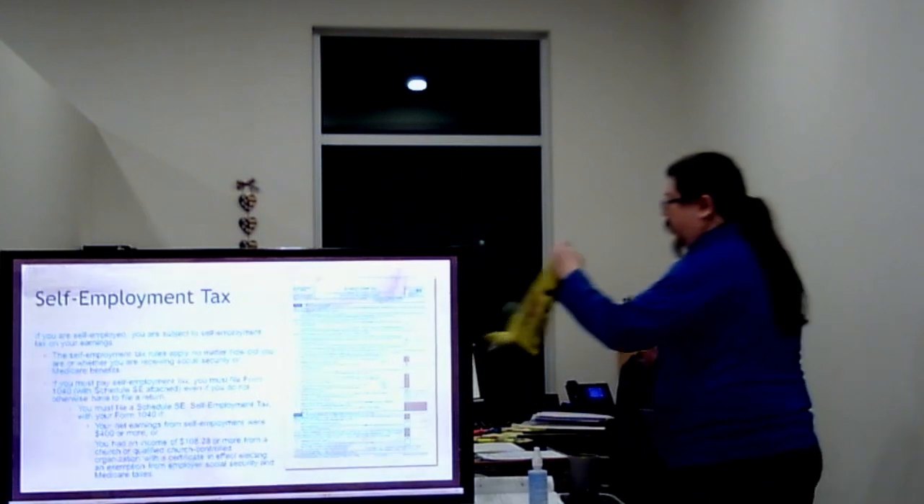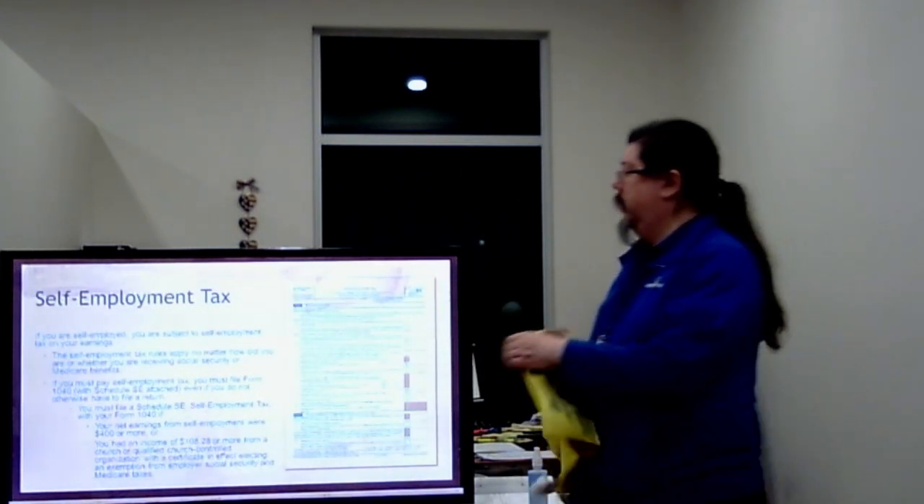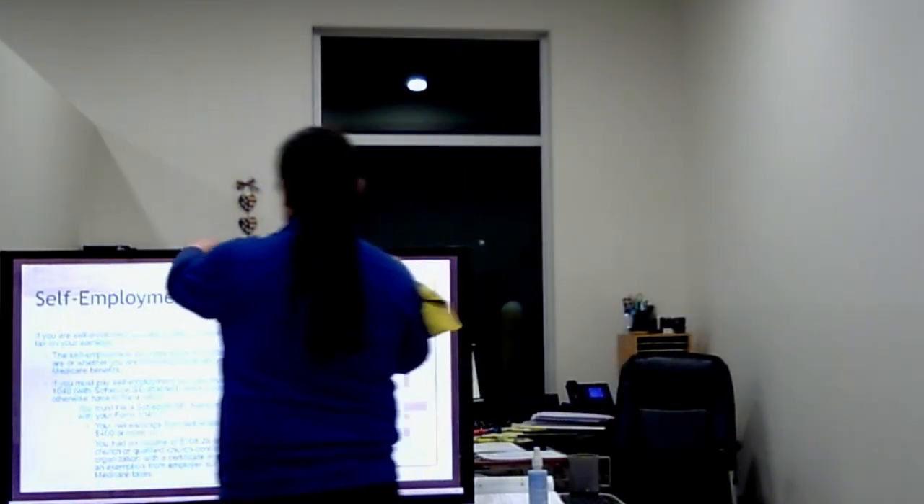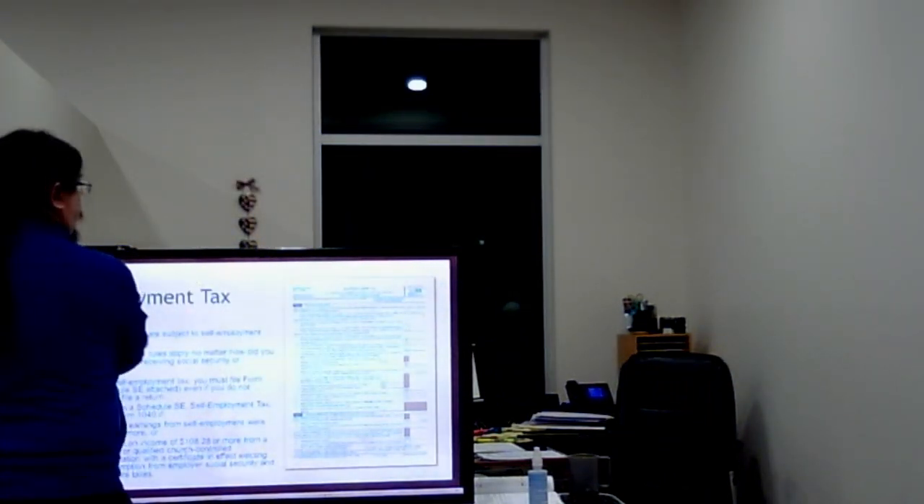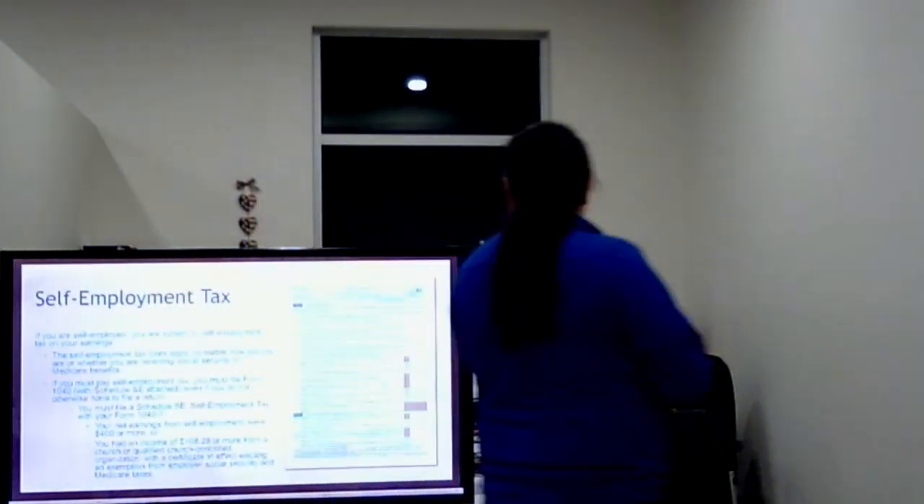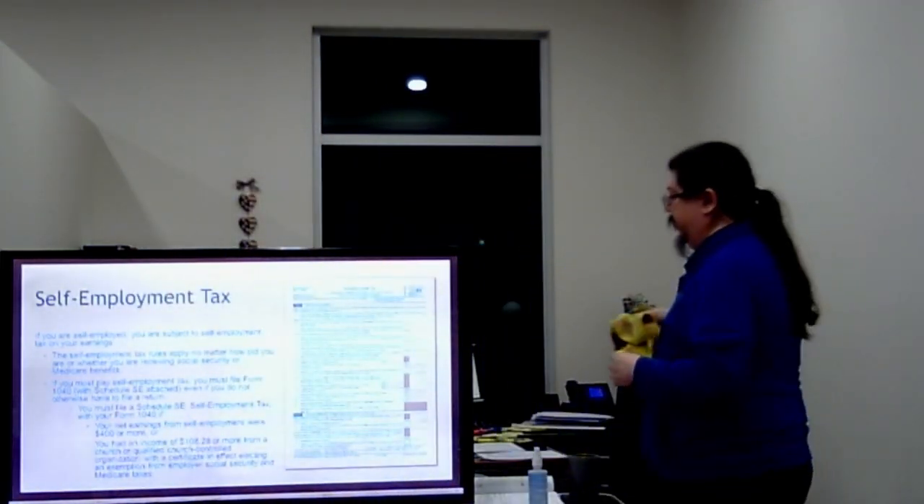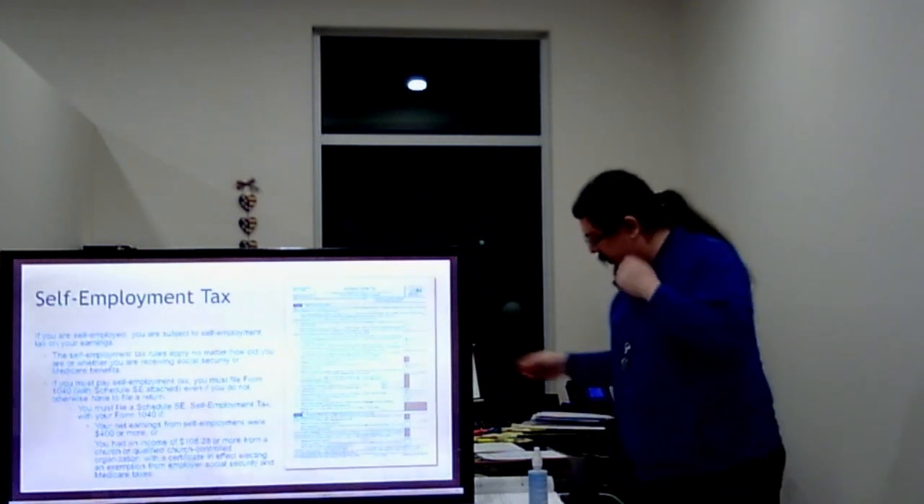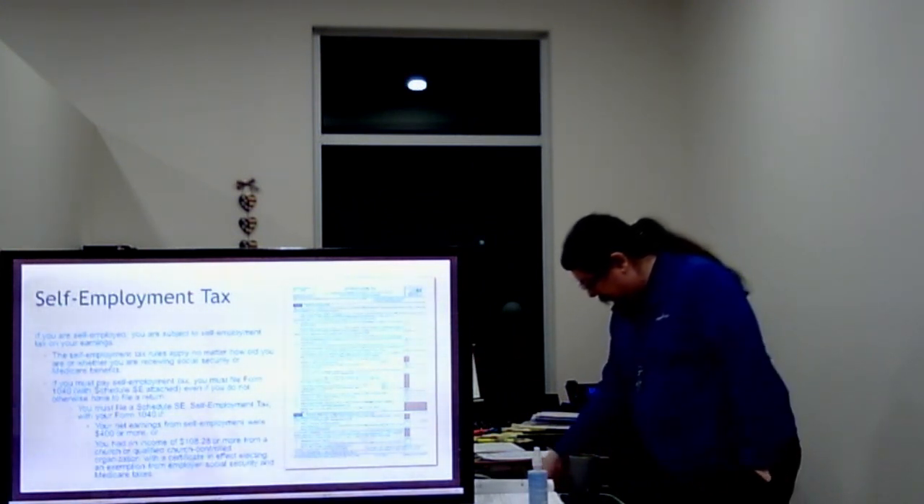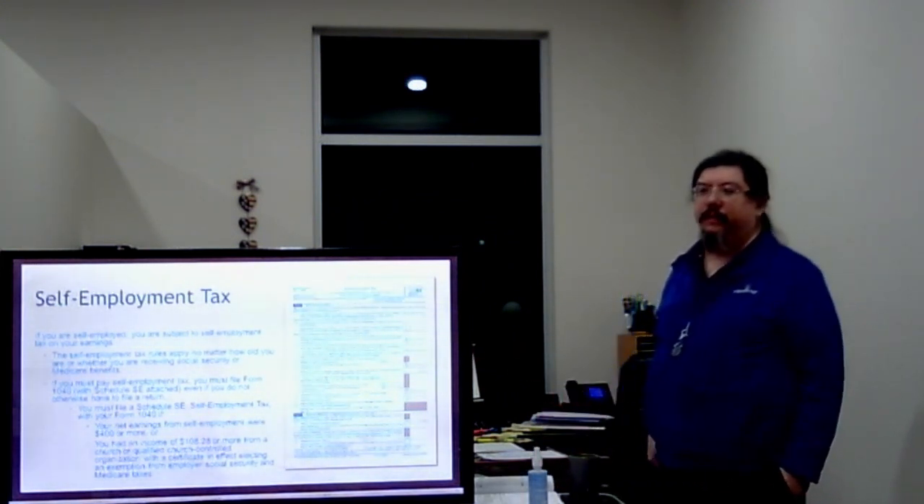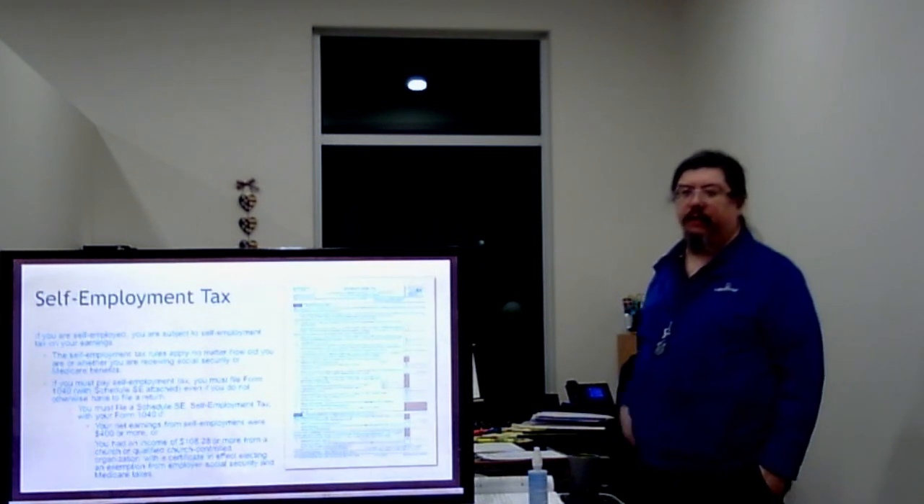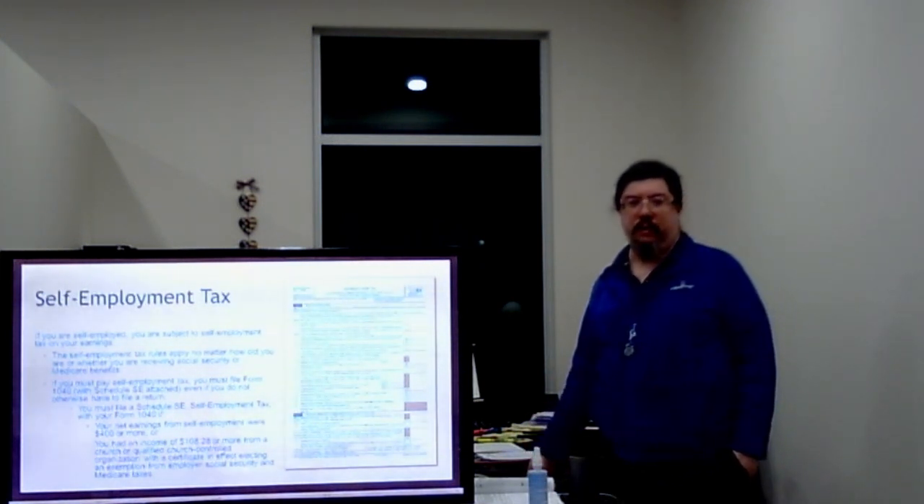Basically, you have to have 40 quarters of coverage of Social Security to qualify for any Social Security benefits. And what this optional method does is it basically lets you pay the minimum amount of tax to qualify for all 4 quarters for the current year.